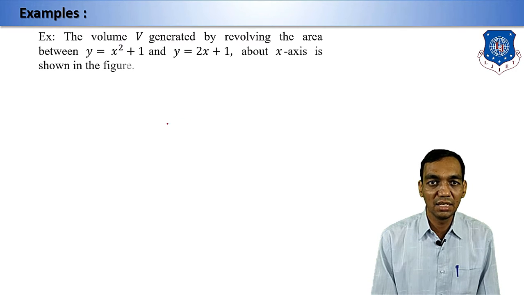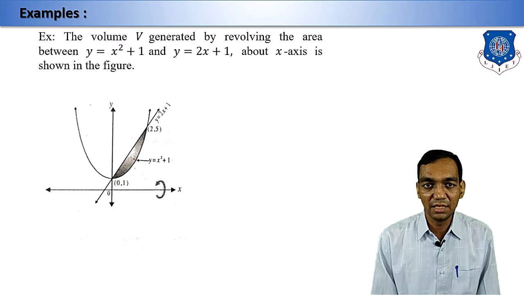Now, this is the figure which we are going to use for this example. See, this is the parabola y is equal to x square plus 1, and this is the line y is equal to 2x plus 1. Correct? This point is (0, 1). This point is (2, 5), which we found as the intersection points. Correct? So we have two curves.